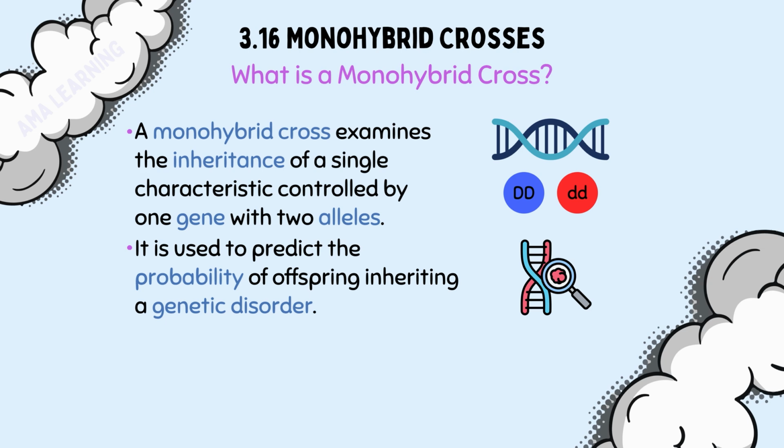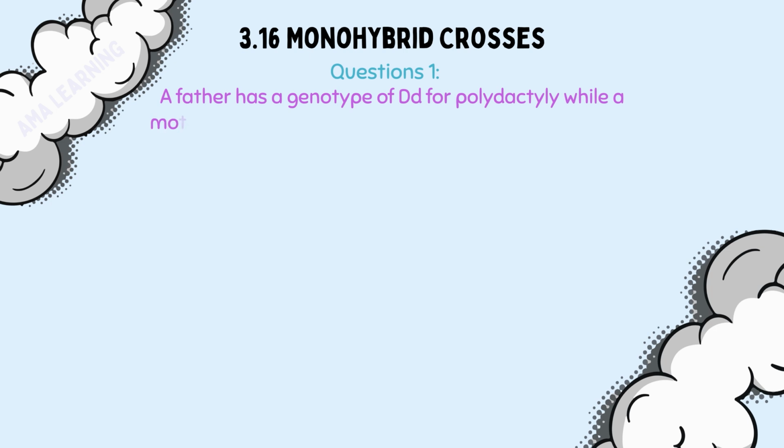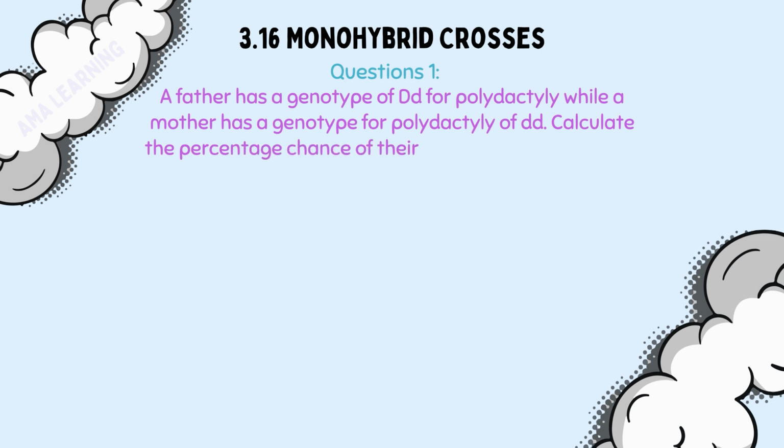The steps to answering any past paper questions have been practiced in specification points 3.14 and 3.15. Let's practice the same steps and master specification point 3.16. This first question is a past paper style question. A father has a genotype of capital D and a lowercase d for polydactyly, while a mother has a genotype for polydactyly of two lowercase d's. Calculate the percentage chance of their child having polydactyly.